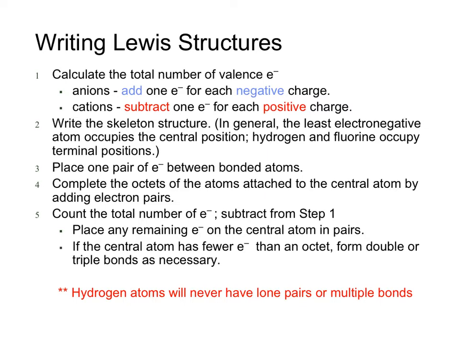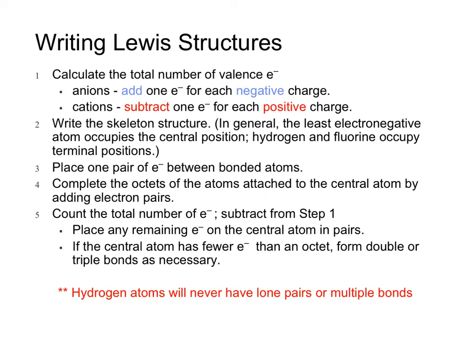After writing your skeleton structure, we place 1 pair of electrons between all of the bonded atoms. So we form a bond with 2 electrons between all of the atoms that want bonds. We then complete octets of the outer atoms by adding electron pairs. Whatever we have remaining for electrons, we then place as lone pairs on our central atom. If any of the atoms at that point do not have an octet, we will then form double or triple bonds as needed, and we'll talk about what that looks like.